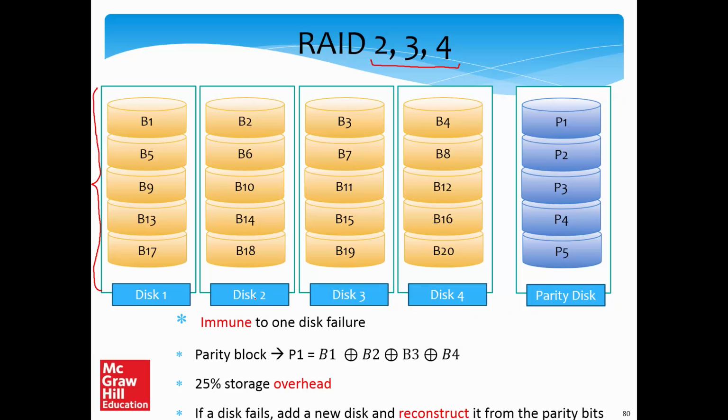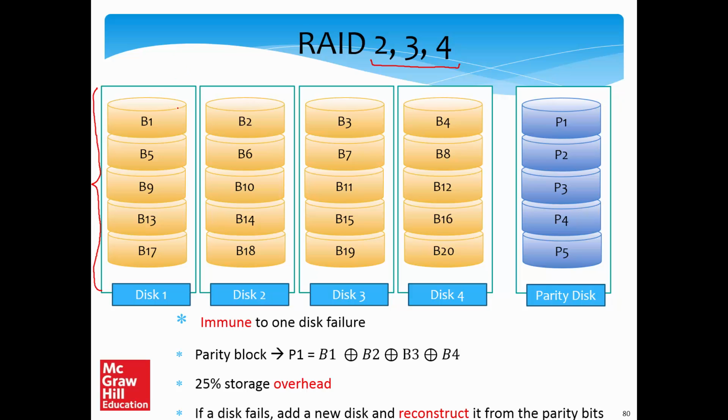So we have 4 disks for the data, disk 1, 2, 3 and 4. And we have one more disk called the parity disk. So what we do is that we divide data into small blocks. A block in the case of RAID 2, 3 and 4 does not necessarily mean 512 bytes. It can be smaller as well.